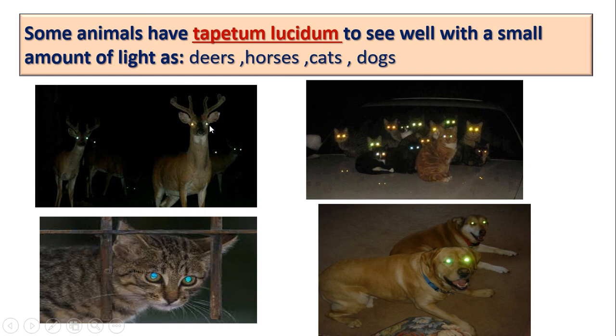Can you see the eyes of the deers glow? Can you see the eyes of the cats glow? Can you see the eyes of the dogs glow? All of that is because they have a tapetum lucidum. So any animal has glowy eyes because it has what in its eye? Tapetum lucidum.